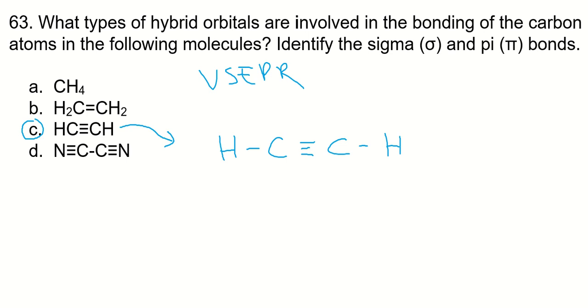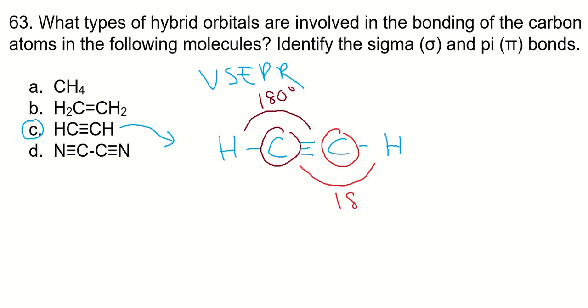So according to VSEPR, you look at the central atom right here, that's carbon on the left, and you want to count how many regions of electron density there are. Well, what do you think? This is also known as the steric number, and it's 2. There's a region of electron density on either side. So when you have 2 regions of electron density surrounding a central atom, that bond angle is 180 degrees. And if you go to the carbon next to it, you can see it's also symmetrical and also has 2 regions of electron density. Therefore, that bond angle is also 180 degrees.